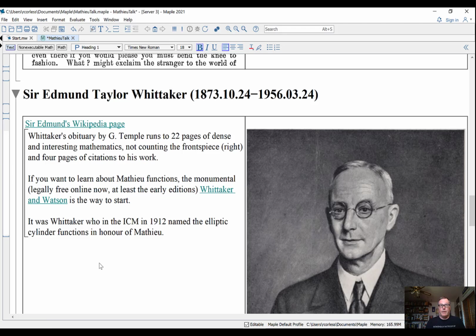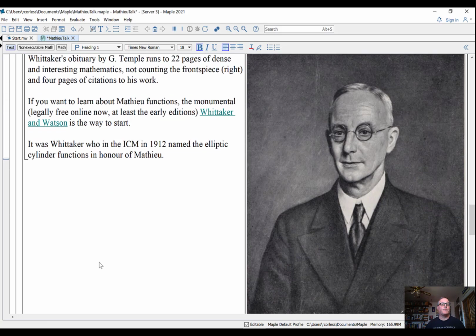Whittaker's obituary reads differently to Mathieu's obituary. 22 pages of dense and interesting mathematics, not counting the frontispiece and not counting the 4 pages of citations to his work. So there's just a ton of stuff in Sir Edmund Taylor Whittaker's obituary. So I recommend that you read that.